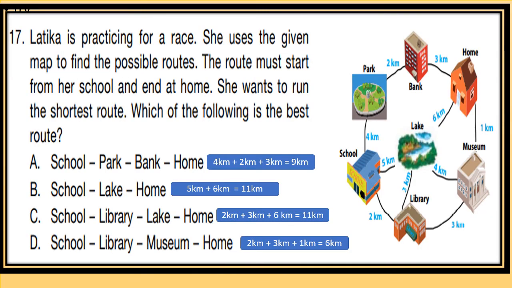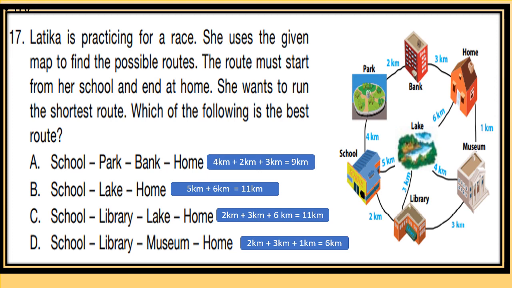Question 17. Latika is practicing for a race. She uses the given map to find the possible routes. The route must start from a school and end at home. She wants to run the shortest route. Which of the following is the best route? Now see the options. We have calculated the route according to the options. So A is school to park, park to bank and bank to home. So it will be 4 kilometer plus 2 kilometer plus 3 kilometer, 9 kilometer.